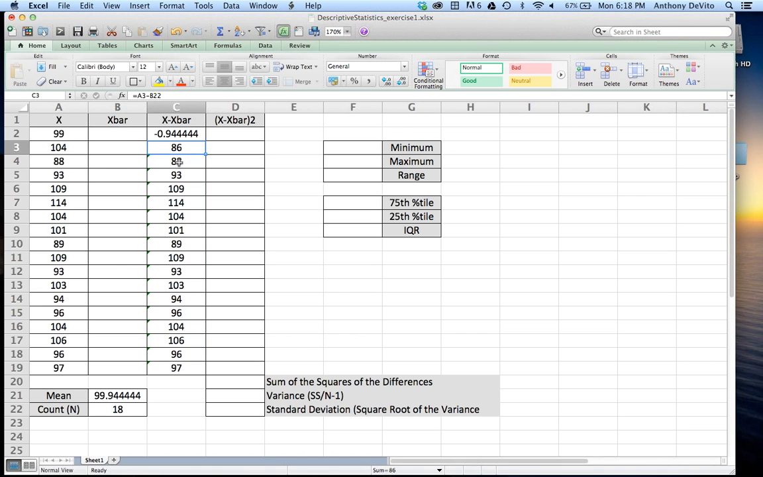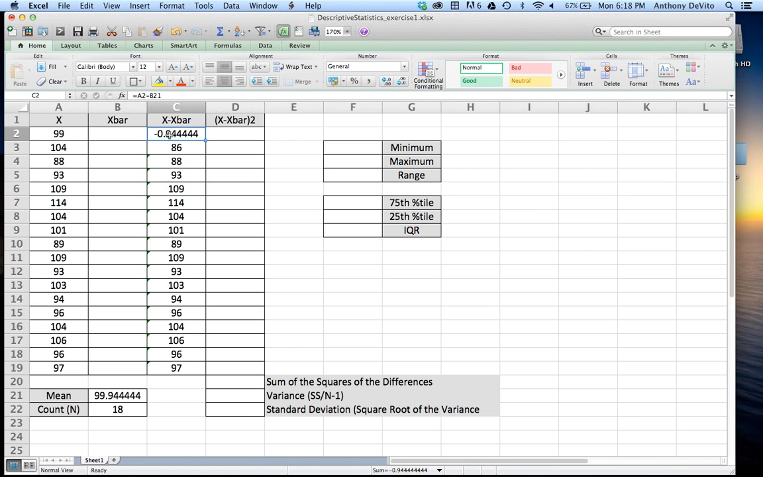I got 86, I got this, I got, let's see, 104 minus 99. That's not 86, is it? That doesn't sound right, right? Something went wrong here, right? Let's click into this bar here.